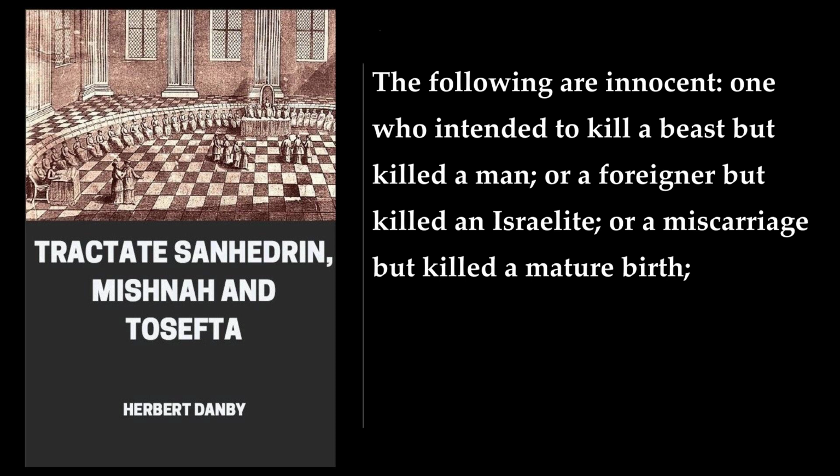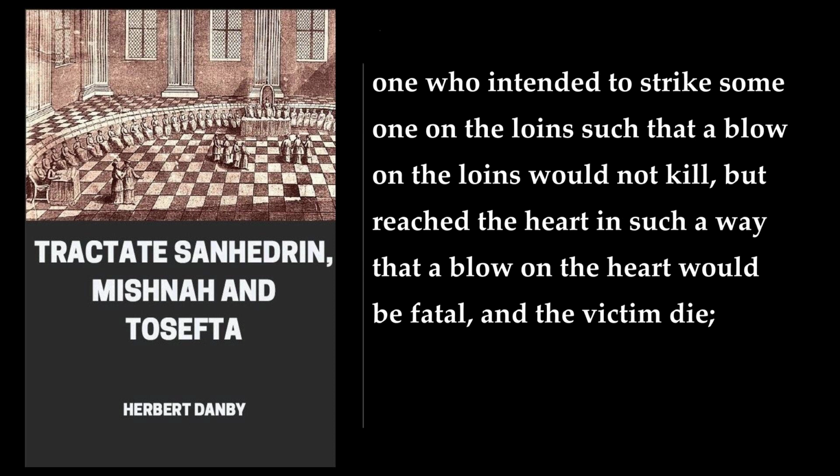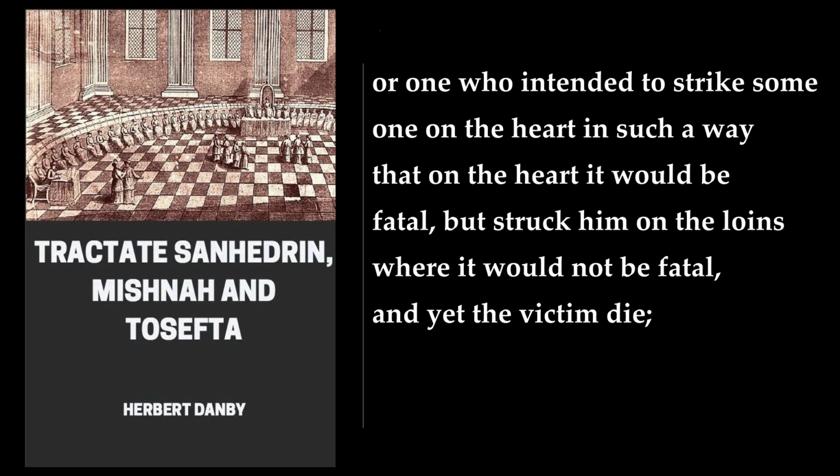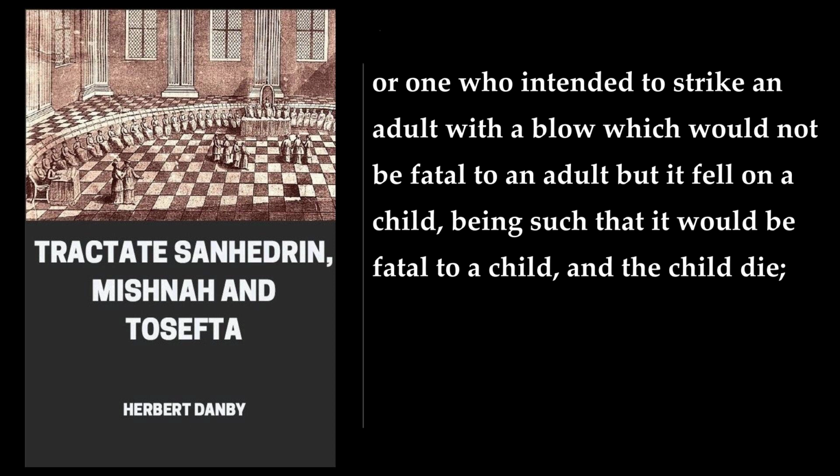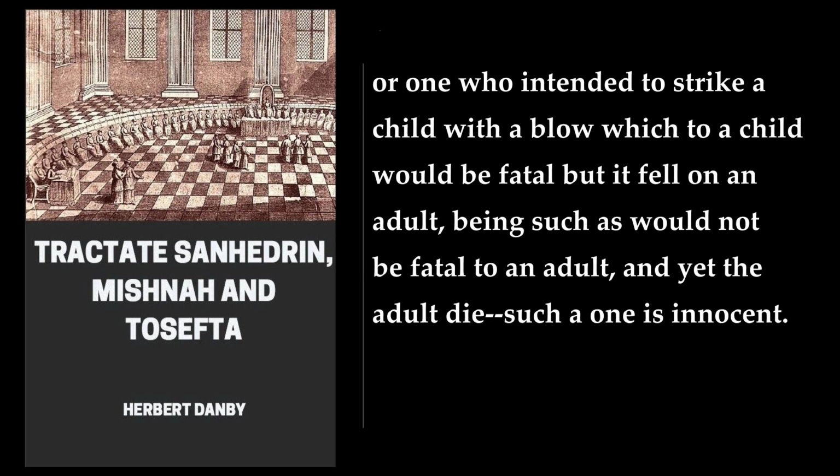The following are innocent: one who intended to kill a beast but killed a man, or a foreigner but killed an Israelite, or a miscarriage but killed a mature birth. One who intended to strike someone on the loins such that a blow on the loins would not kill, but reached the heart in such a way that a blow on the heart would be fatal, and the victim die. Or one who intended to strike someone on the heart in such a way that on the heart it would be fatal, but struck him on the loins where it would not be fatal, and yet the victim die. Or one who intended to strike an adult with a blow which would not be fatal to an adult but it fell on a child, being such that it would be fatal to a child, and the child die. Or one who intended to strike a child with a blow which to a child would be fatal but it fell on an adult, being such as would not be fatal to an adult, and yet the adult die, such a one is innocent.